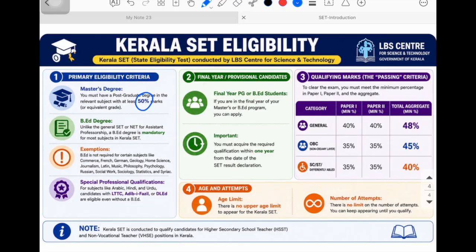Then after the SET examination in Kerala, they do not directly take from the list of SET candidates. If you qualify the SET, what you can do is, whenever the notification for the HSST examination comes, you write it and qualify it. Currently there is a notification, and we are giving the course for HSST Kerala also.